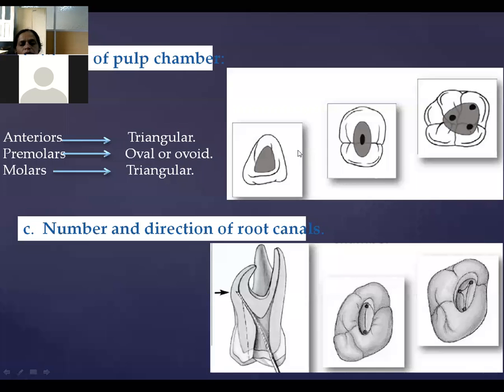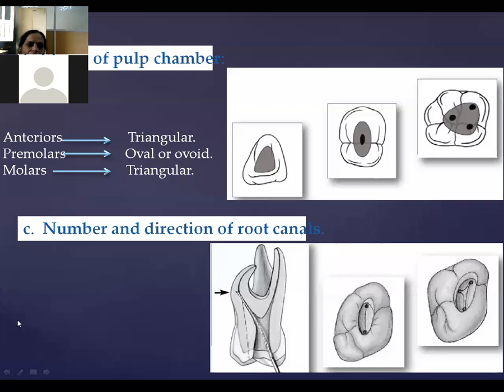Next is shape of pulp chamber. The shape of the pulp chamber changes with the tooth. Here, this is a central incisor. The shape of the pulp chamber will be triangular. Here it is a premolar. The shape of the pulp chamber will be oval or similar to oval, that is ovoid. And for the shape of this molar, it is triangular.